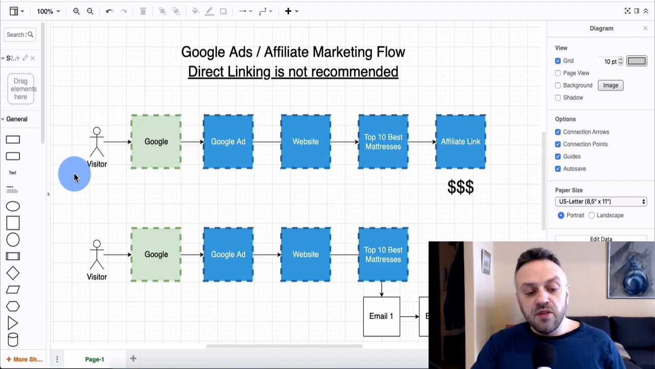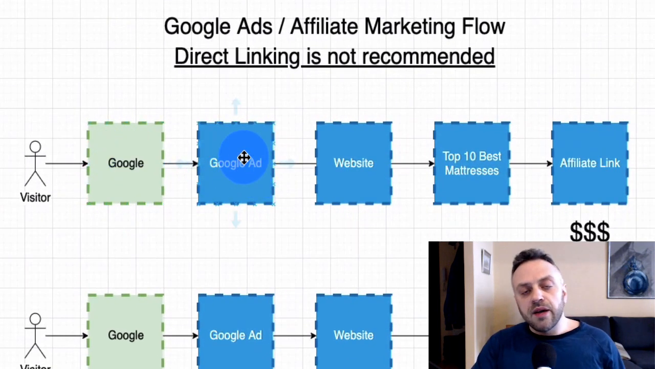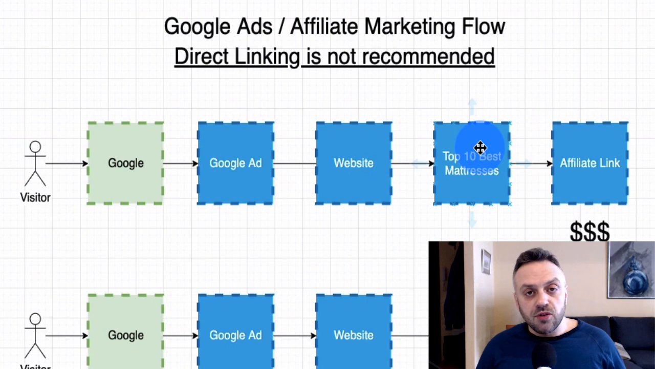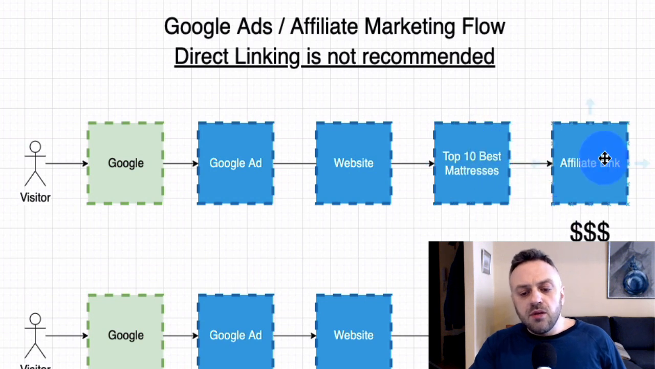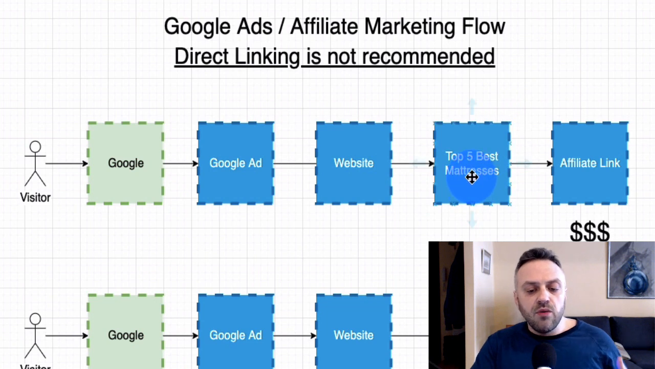And so what we have here: the visitor comes to Google. He's basically searching for best mattress, comfortable mattress, cheap mattress, whatever. And they're going to see a Google ad, right? And this is going to be a search ad that's going to be displayed above the search results, right? This is a search marketing ad. And they're going to go to the website. And on the website, they're going to have top 10 best mattresses for comfort, for firmness, right? Top 10 best firm mattresses, for economical mattresses, right? Some kind of adjective around that. And then we're going to have the affiliate link. You can have top 5 best mattresses, but I would not have like top 3, right? At least 5 to 10 is a good amount.